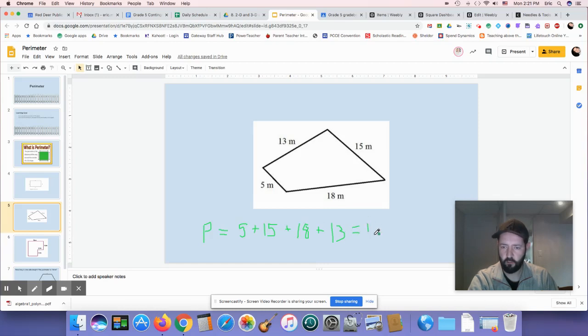51. Okay. Now, one thing that you'll always want to be aware of, guys, is anytime you're dealing with any measurement, if they give you units in the problem, which they do, meters, means that we should also include the units in the answer as well. Okay. So the perimeter of this quadrilateral here is 51 meters. All right, so let's move on.